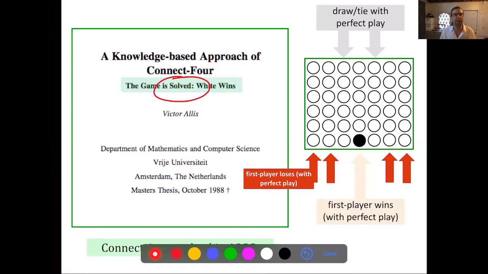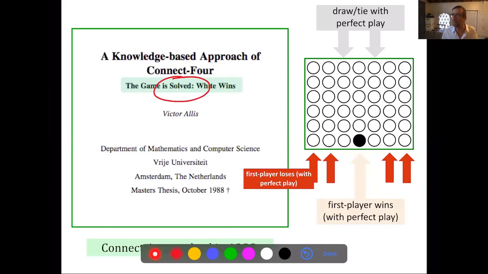Can you evaluate from the beginning the entire tree of all possible games to the end and have the computer play perfectly every single time? So that no human, no matter how good, and no other computer, no matter how good, can ever beat it. That's what it means to say a game has been solved.